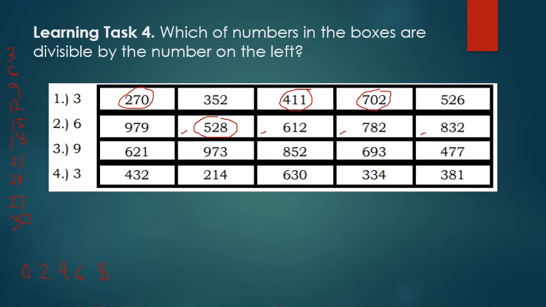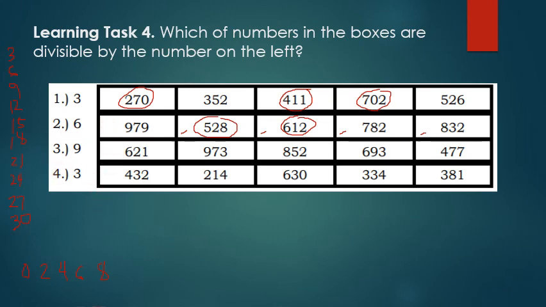Next, 612. 6 plus 1 is 7 plus 2 is 9. So, ayun. Okay, so bilugan din natin siya. Okay, next. 7 plus 8 is 15 plus 2 is 17. So, wala naman 17 dito. So, hindi siya divisible sa 6 at saka sa 3. Then, 8 plus 3 is 11 plus 2 is 13. So, wala din pong 13 dito. So, hindi rin siya divisible sa 3 and 6. Okay? Doon naman tayo sa 9.